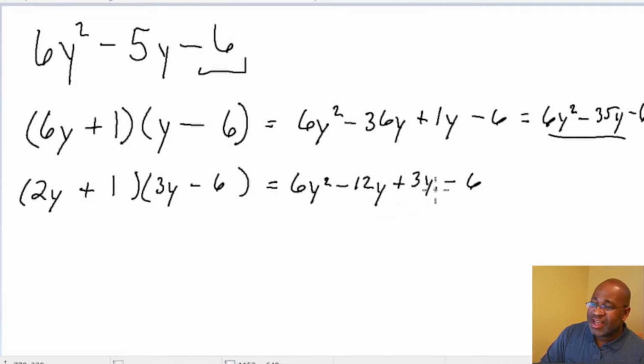Okay, we see this is not going to work here either, because if we combine those middle terms, that's going to be negative 9y. That's not the same as what we had before, negative 5y. So this is not going to work as well.